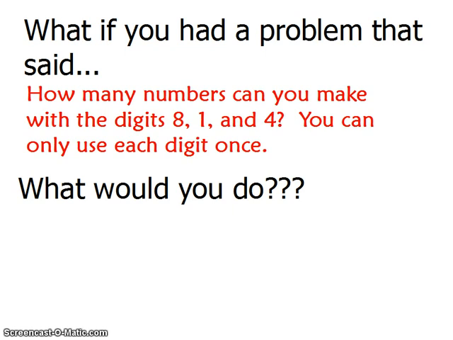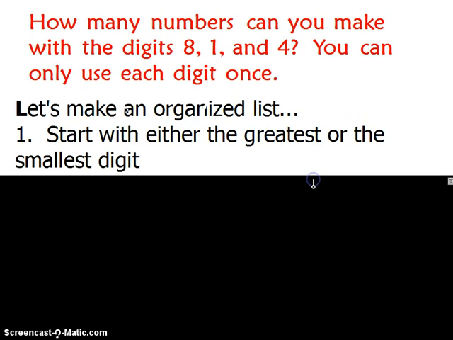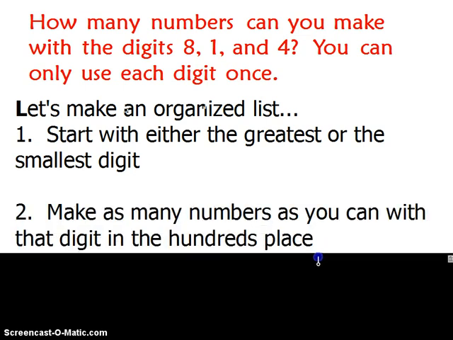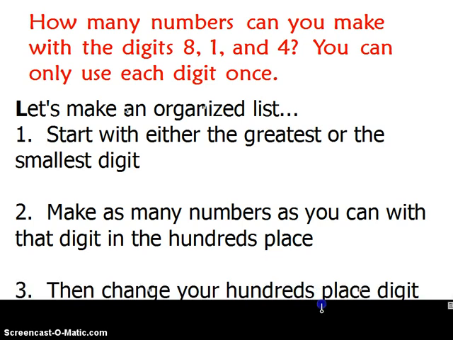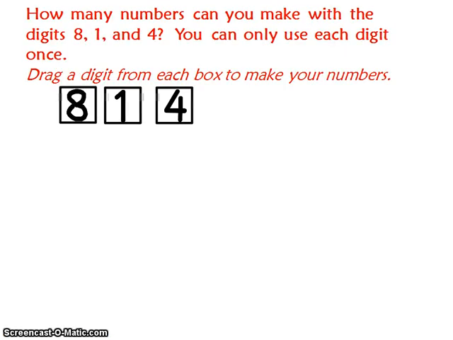Well, I'm going to show you how to work through this problem by making an organized list. Okay, as I said, we're going to make an organized list. We're going to start with either the greatest or the smallest digit. Then we're going to make as many numbers as you can with that digit in the hundreds place. Then we're going to change the hundreds place digit and continue in the same manner. Okay, let me give you an example.